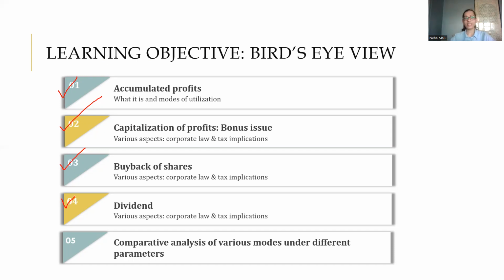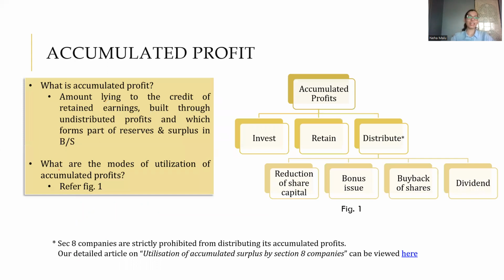So let's get started. First, what is an accumulated profit? Accumulated profit is actually the credit lying in the retained earnings, which is built through undistributed profits. This is shown in the balance sheet under the head of reserves and surplus. Now, if the company has accumulated profit, there are three modes with which it can utilize the same, which the company can opt for in any permutation or combination it wishes.